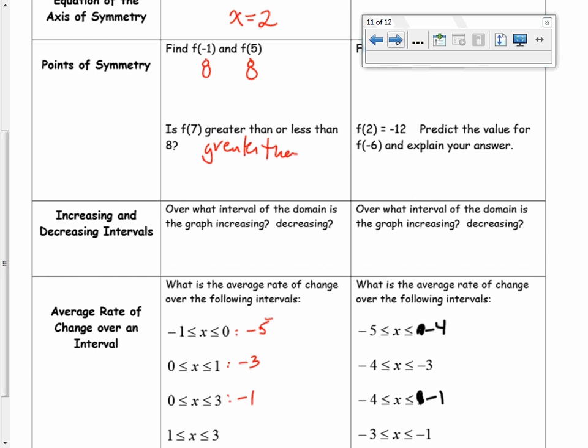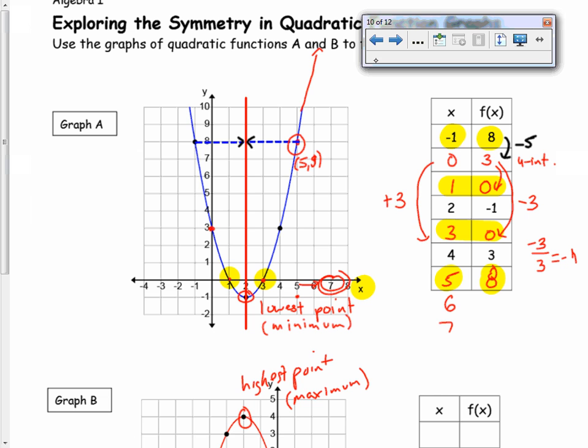And lastly, from 1 to 3. So from 1 to 3, the change in the inputs would be 2. And look at that. There is no change in outputs. 0 over 2 will be 0. That's interesting to note as we look on our graph. Here's 1 and here's 3. So from 1 to 3, the graph dips down and decreases till it hits the vertex and then comes back up. But notice, it hasn't changed its y value at all. It's still at that same level, still at 0.